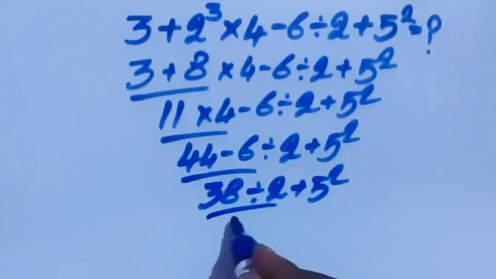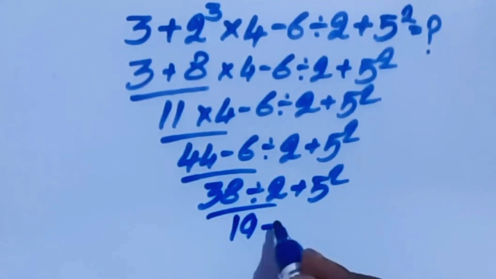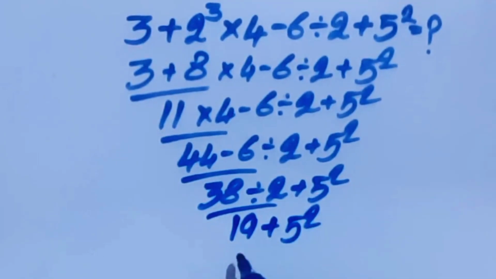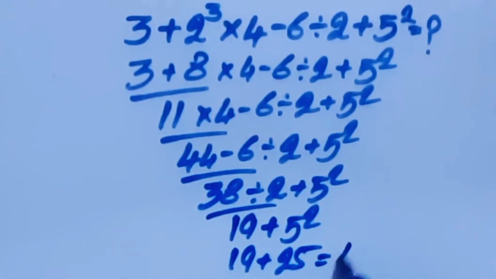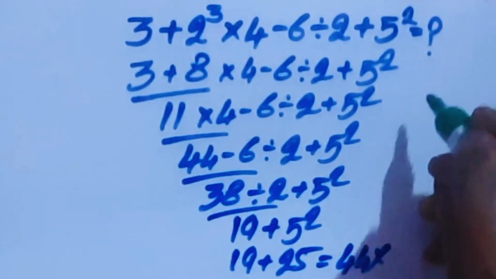Here 38 divided by 2 is 19 plus 5 square. Here 5 square is 25. Here 19 plus 25 is 44, which is the wrong answer. As per the order of operations, this 44 is the wrong answer.